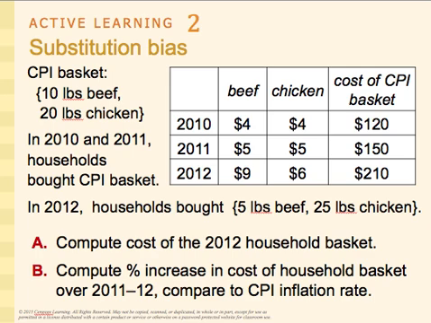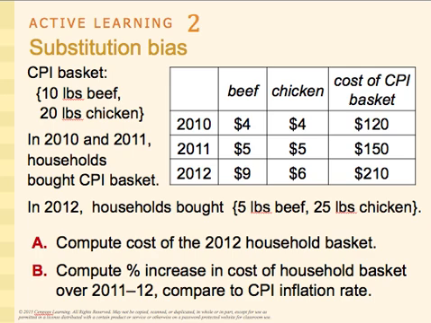Beef has become a lot more expensive relative to chicken, so households buy less beef and more chicken, which is sort of intuitive. Now here's our CPI basket again: 10 pounds of beef, 20 pounds of chicken. In 2010 and 2011, households bought the CPI basket. See here, $4 for beef, $4 for chicken. But beef increases from 4 to 5 to 9, chicken increases from 4 to 5 to 6. So beef shot up there in 2012.